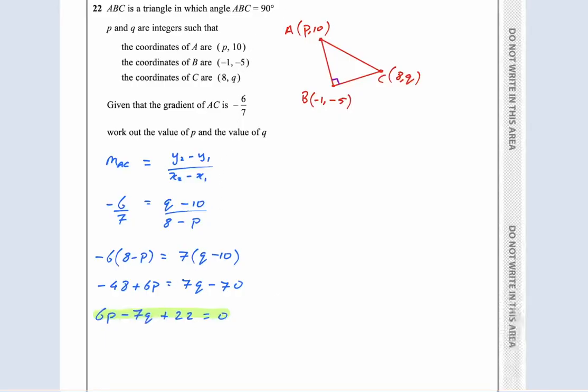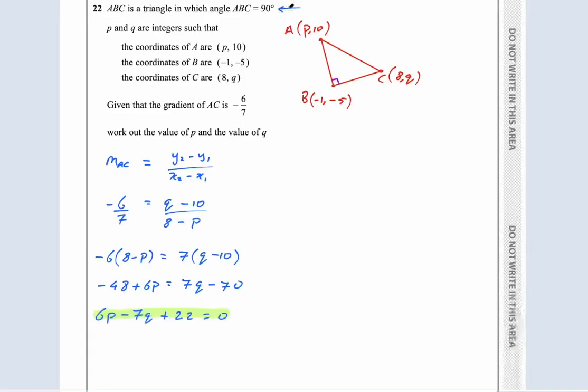The second equation I can get is from noting that this is perpendicular. So this is 90 degrees. I used the gradient information for my first equation. I haven't actually used the fact that angle ABC is 90 degrees yet. Obviously it's important, because they wouldn't have told me otherwise. So let's use it now.